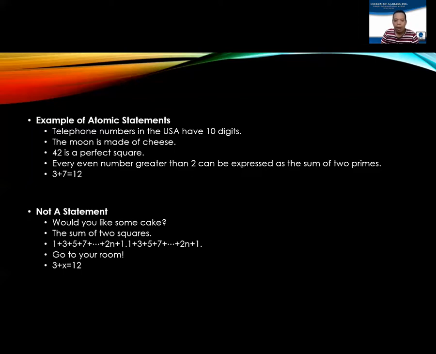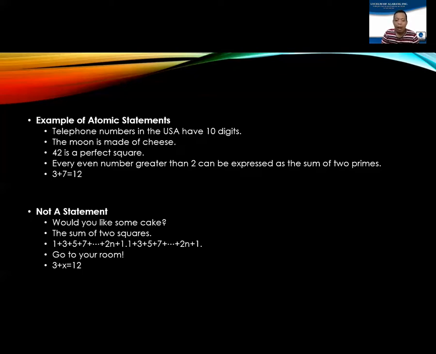The last one, the reason the sentence 3 plus x equals 12 is not a statement is that it contains a variable. Depending on what the value of x is, the sentence is either true or false. But right now, it is neither. One way to make the sentence into a statement is to specify the value of the variable in some way.